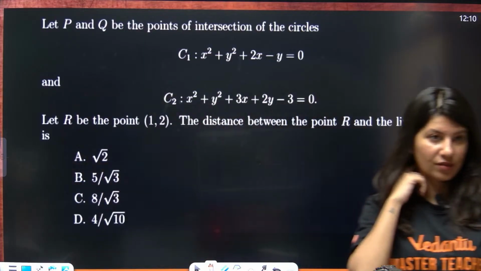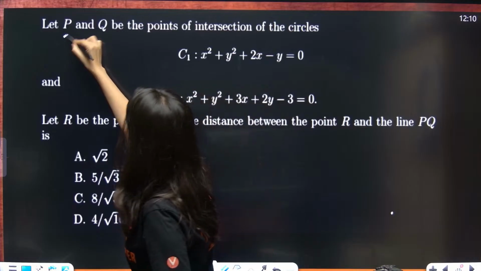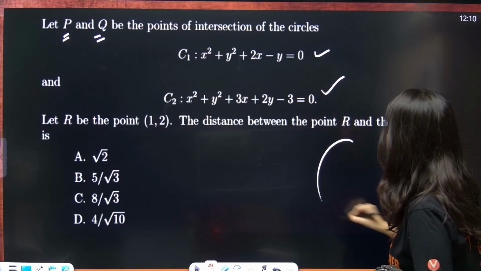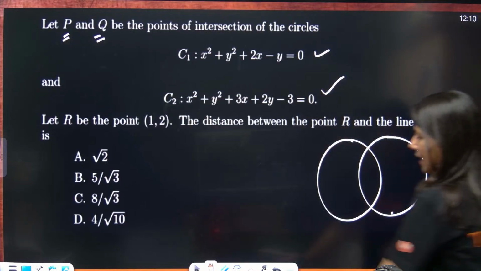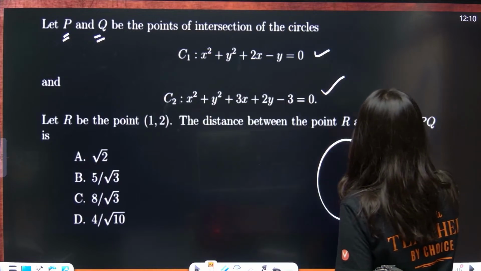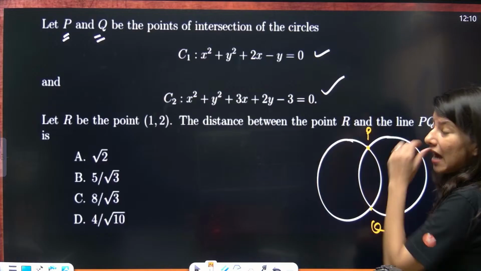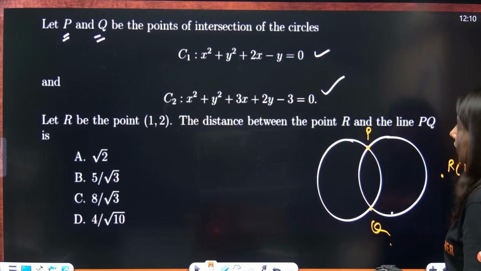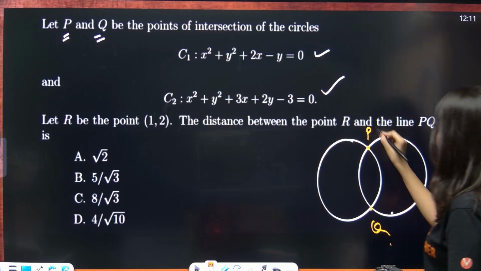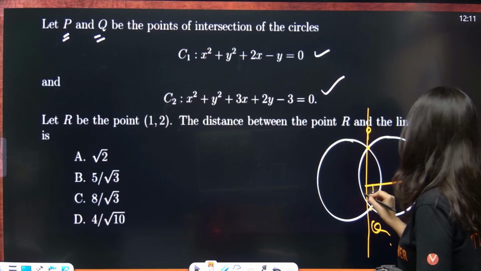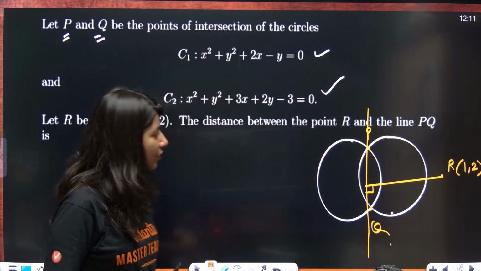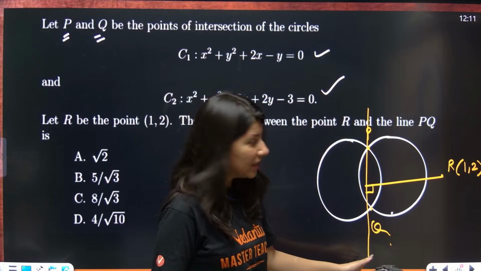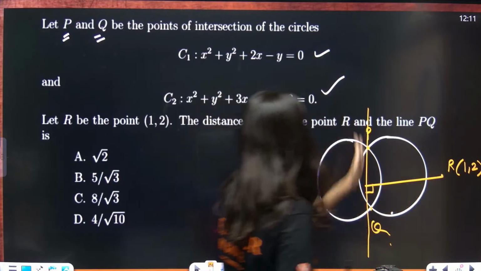Let's solve another question. Let P and Q be the points of intersection of these two circles. So there are two circles given to us, and these two circles are intersecting at the points P and Q. Let R be a random point, let's say this is your R, which is (1, 2), and they are looking for the distance between R and the line PQ. So this is a very easy question. Now this is an absolutely doable question, wherein you just need to know the equation of line PQ and the point. So how to get PQ?